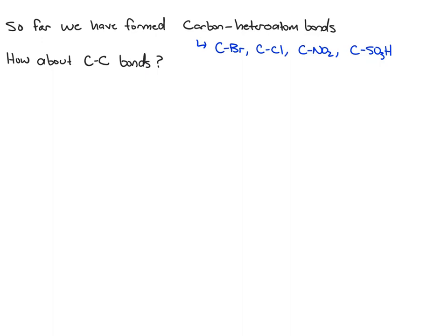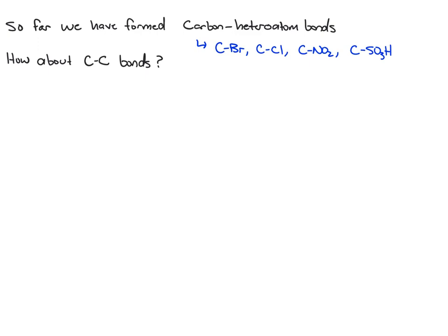To this point, we've learned a few new reactions, but so far we've only formed carbon-heteroatom bonds. So things like C-Br, C-Cl, C-nitro, and the C-sulfur bond. So how about carbon-carbon bonds? And that's one of the things that we want to learn about in this class. It is organic chemistry, so how do we form the carbon-carbon bonds which allow us to build complex organic frameworks?